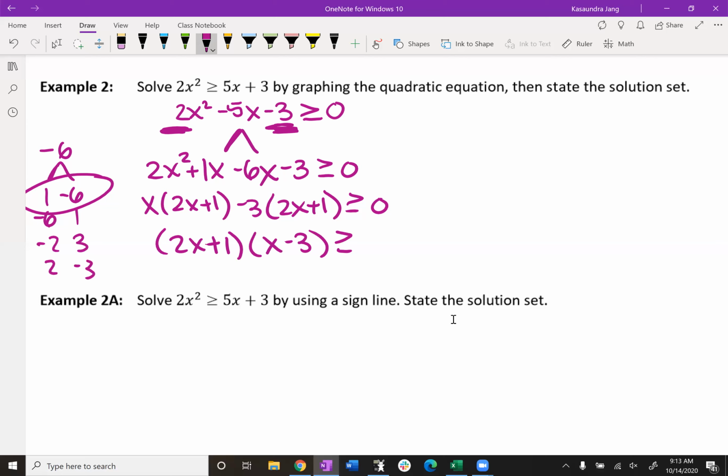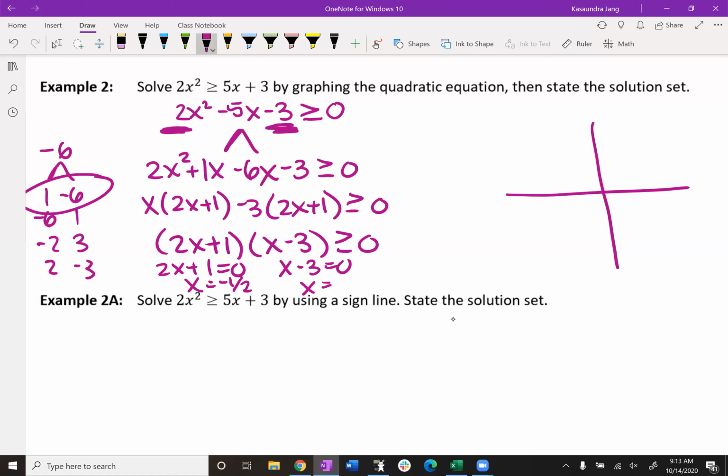Okay, so I got the factored form, which helps me get my x-intercepts on my graph. They wanted me to do this by graphing, right? So I'm going to set my factors equal to 0 here. If I get the 2x plus 1 equal to 0, I'll subtract the 1 over and divide by 2. So -1/2. If the x minus 3 equals 0, I'll add the 3 over, so I got a +3. These are my x-intercepts. At a -1/2 and a +3.